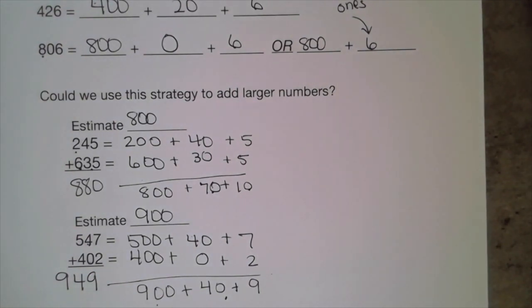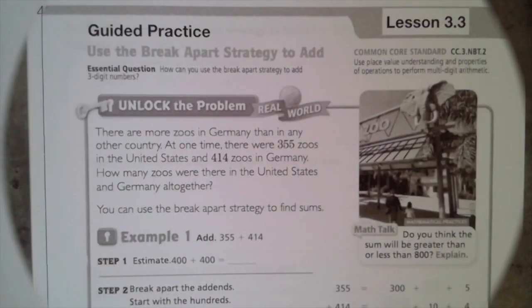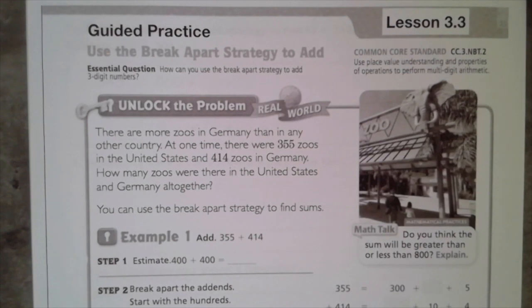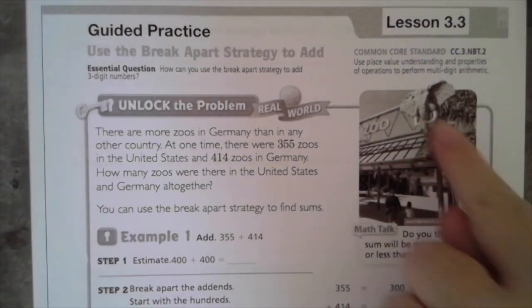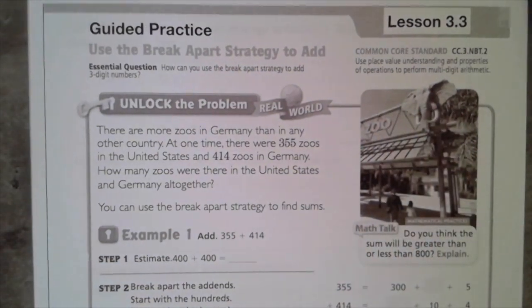Let's try some more. Now you're going to try them with me. Okay, so you're just going to watch me work through the first few. You should have a paper that has a picture of a zoo on the front of it.